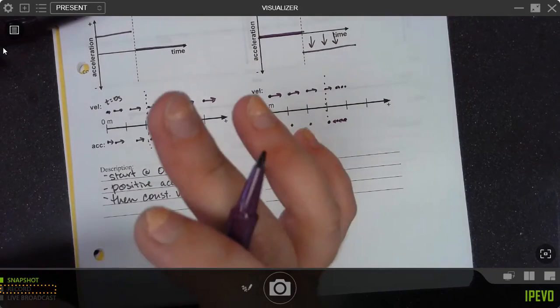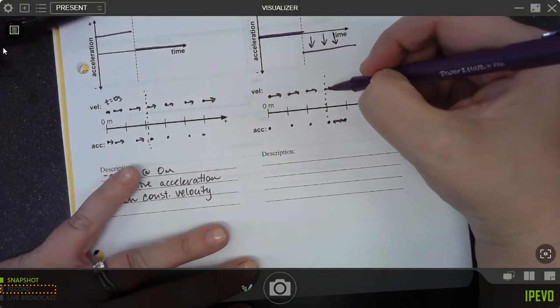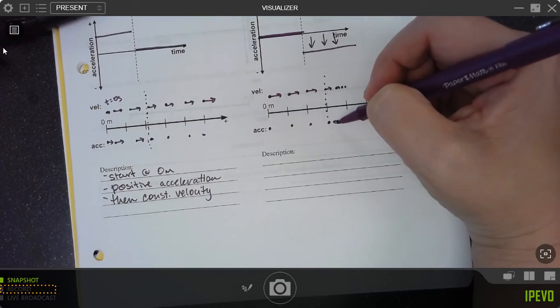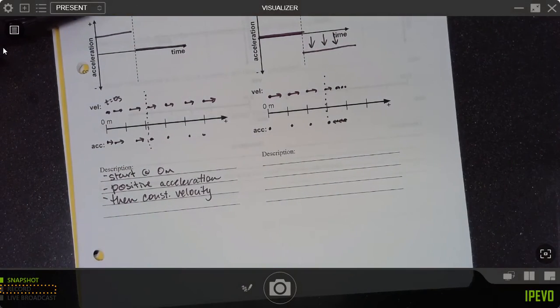Keep in mind that what this means is that we're taking our velocity, and if we're going to add something that's going the other direction, it means that our next arrow is going to be shorter, right? Because our velocity is getting smaller.